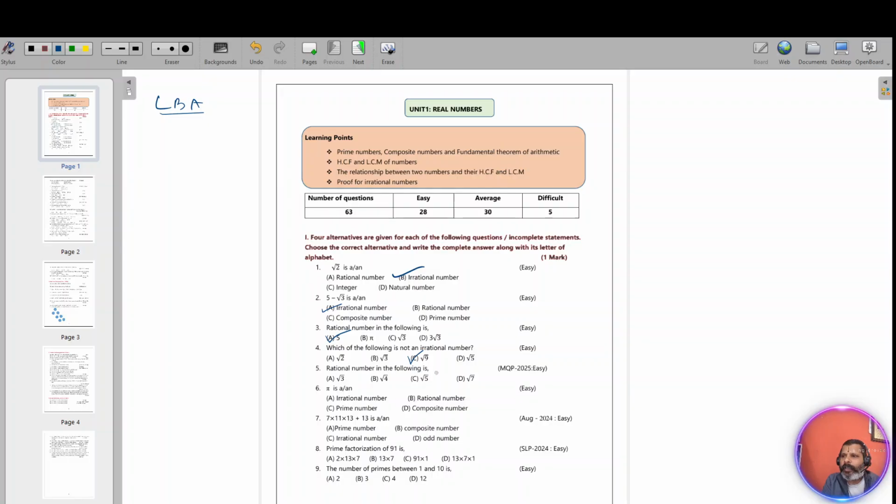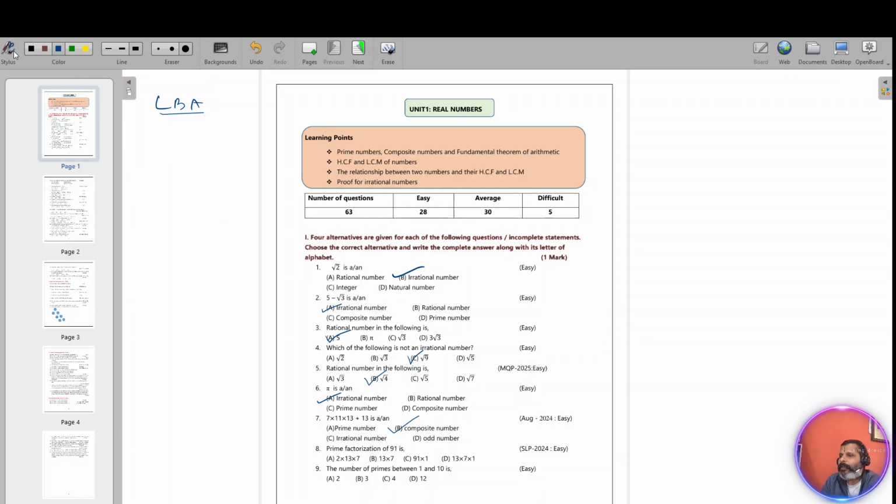Rational number in the following: root 3 is irrational, root 5 irrational, root 7 irrational, root 4 is a rational number because root 4 value is 2. What is irrational means: under the root, if there is a non-perfect square number, then it's an irrational number. 7 into 11 into 13 plus 13 is an example because it's there in the textbook as well. It will have more than 2 factors, so it will become a composite number.